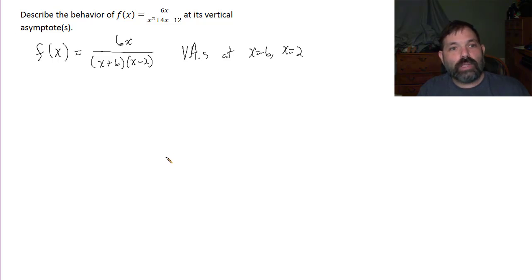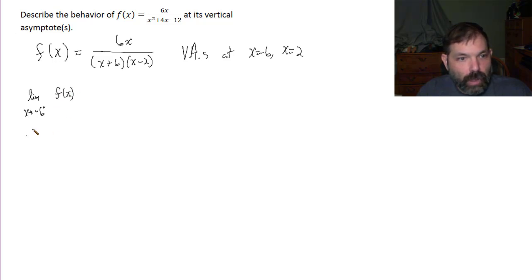So now, let's describe the behavior near those. Let's find the limit as x approaches negative 6 from the left of the function, the limit as x approaches negative 6 from the right of the function, the limit as x approaches 2 from the left of the function, and finally the limit as x approaches 2 from the right of the function.